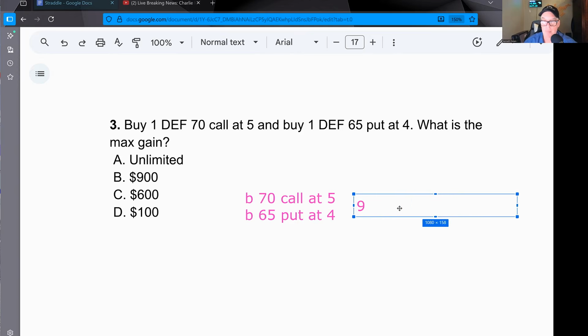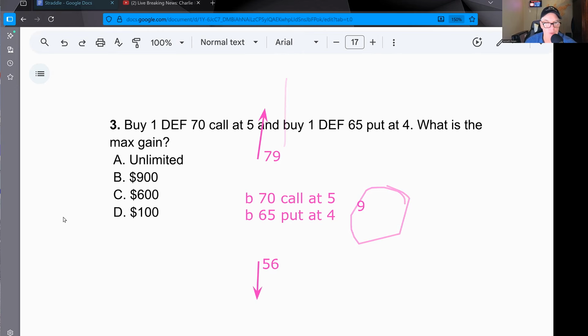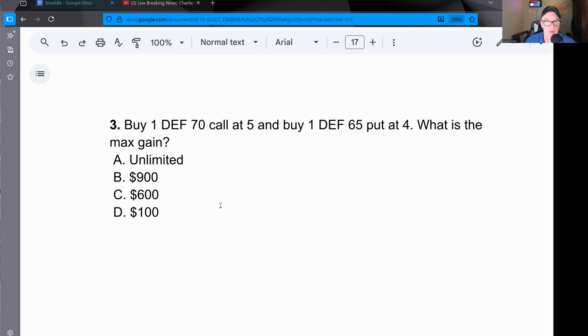Okay, now what do I do? I add to the call. So my upper break even is 79, and my lower break even is 56. Since it's a long straddle, I want it outside the range. Super easy. Unlimited gain, premium loss. This is not brain surgery, people. Okay, here we go. Number 4.